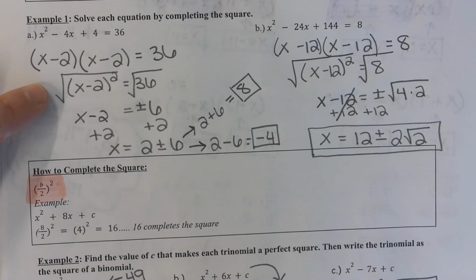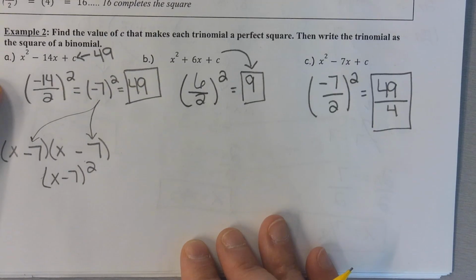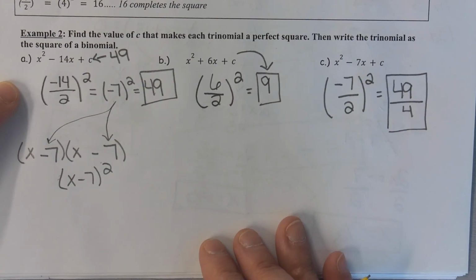So you're either going to get them like this, where they come to you already as perfect squares and you're going to factor and solve, or they come to you like this and you have to find your C value. Can we do both those things?